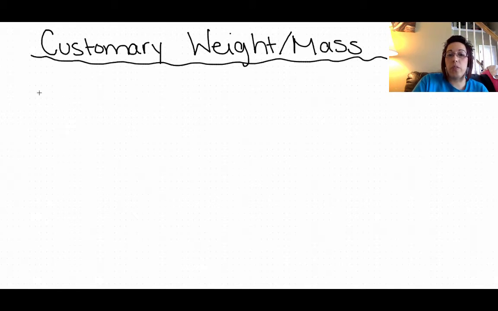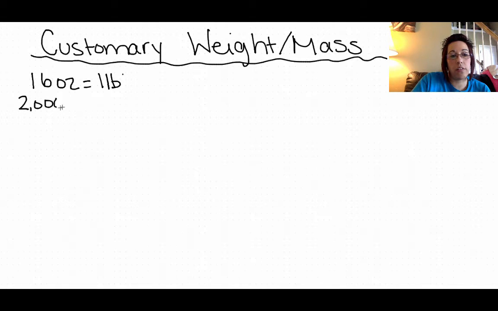For this, we are talking about mass or weight, like dry ingredients. So we need to know that there are 16 ounces in 1 pound, and there are 2,000 pounds in 1 ton.